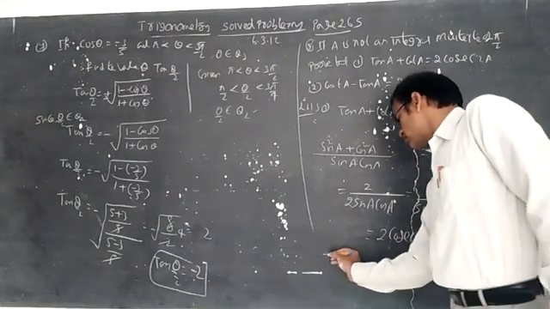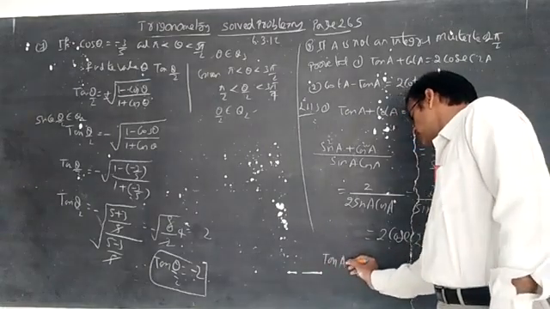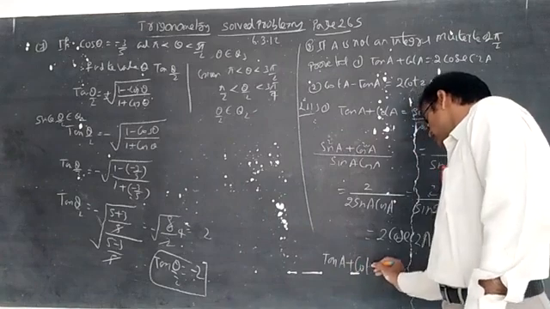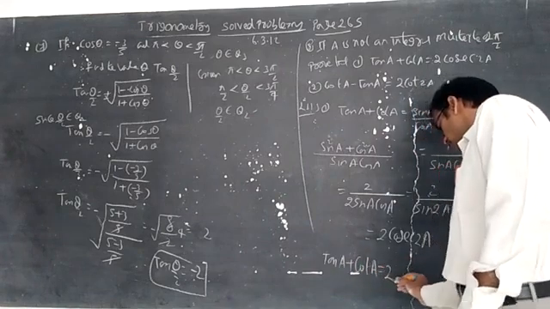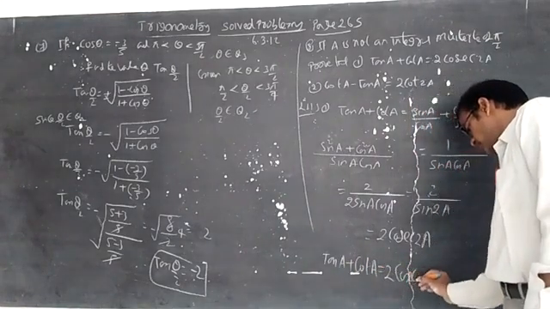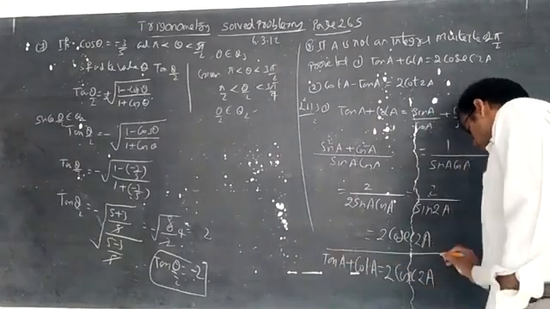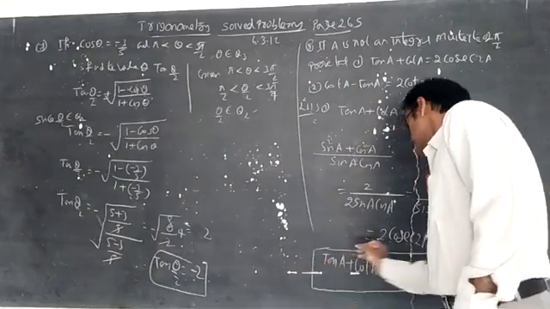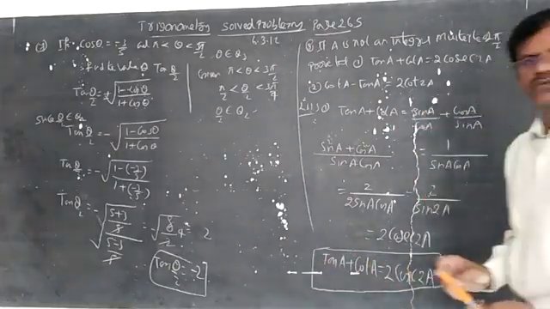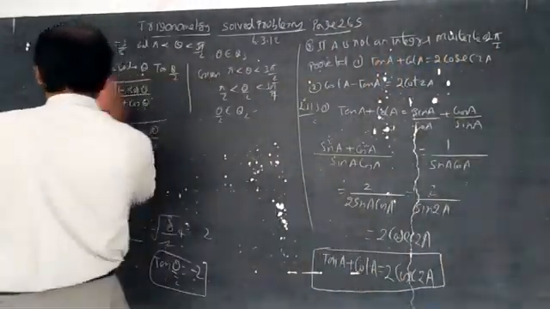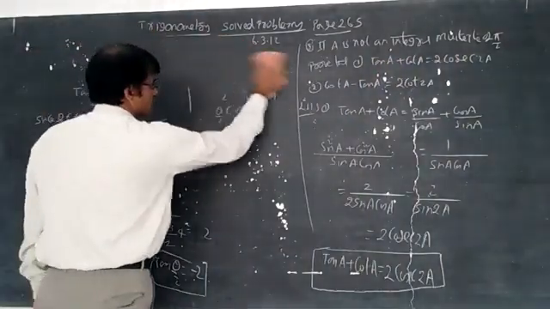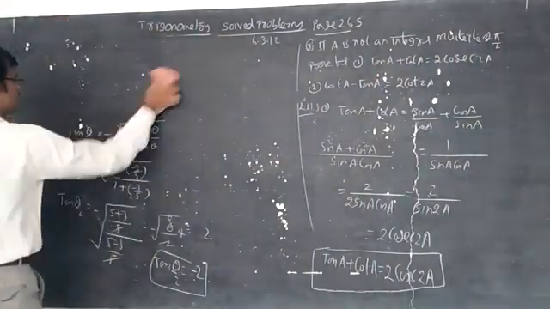So you should remember this as a formula. Plenty of times you can face this question. As a formula you should remember that the value of tan A plus cot A is equal to 2 cosecant 2A. Of course, cot A plus tan A also we can understand.